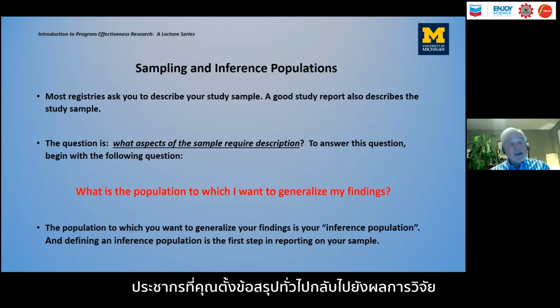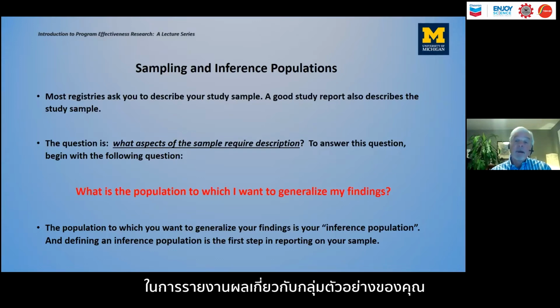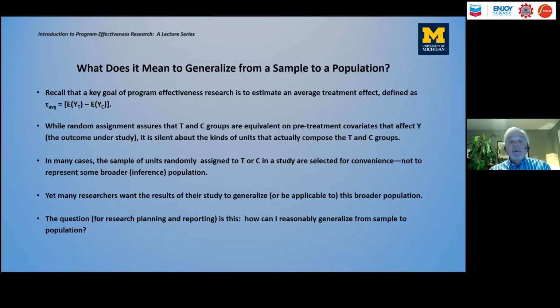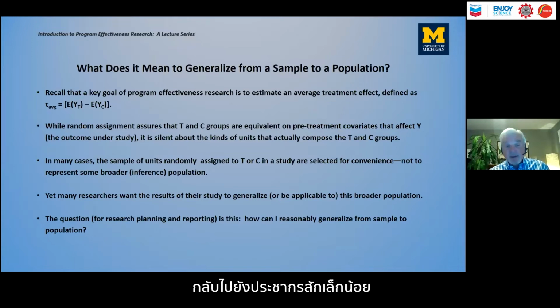The population to which you generalize your findings, I'm going to call the inference population. And defining this inference population is the first step in reporting about your sample. Now, I'm also going to talk a little bit about what it means to generalize from a sample to a population. And so let me just talk for a brief moment about that.